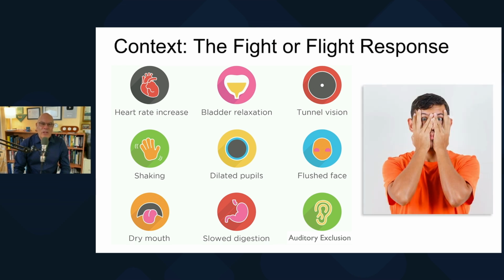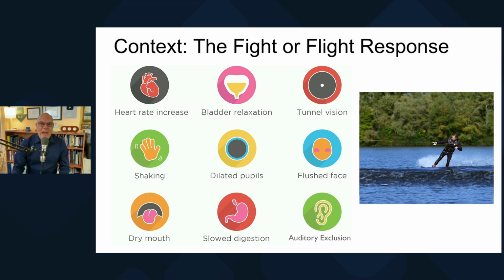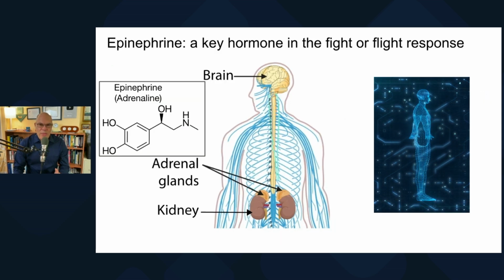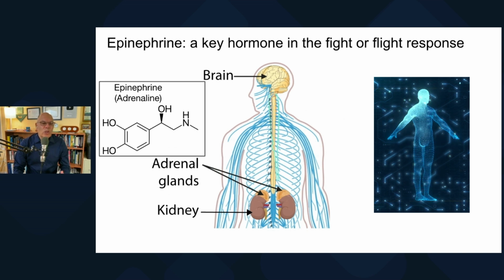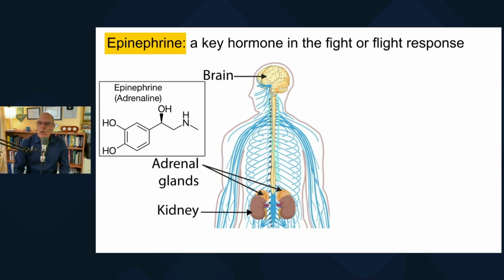You get scared, you get startled, you get psyched up, and you have this effect that goes all throughout your body. That response is largely related to a hormone that's called epinephrine. It's a key hormone in the fight or flight response. Here's epinephrine. This is the skeletal structural formula over here.